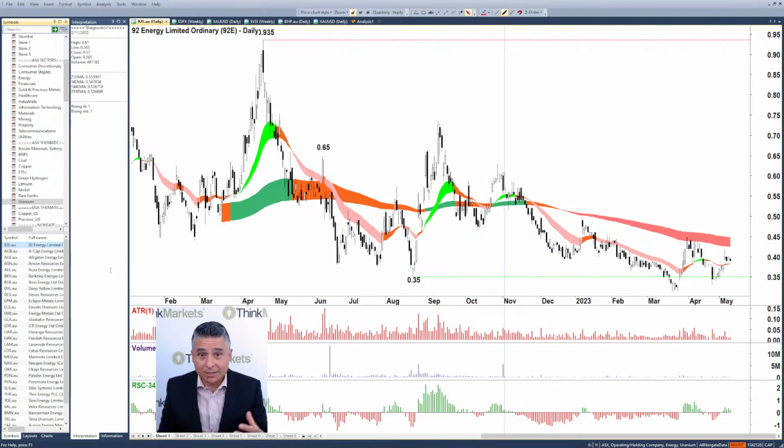I have said in the past, this is one of the most exciting explorers out there. It probably still is, but that excitement tends to wane unless we get movement in the uranium price and we get some good results. And I'm guessing we haven't seen much in the way of that. I can go a hold. I'm certainly not a buyer at this stage, and as long as it stays above there, we're okay.